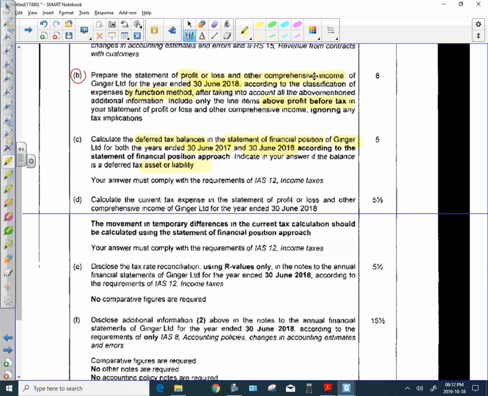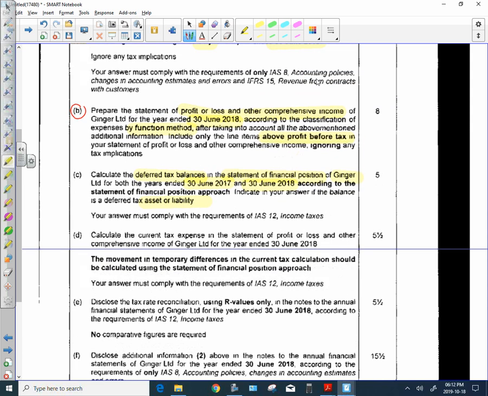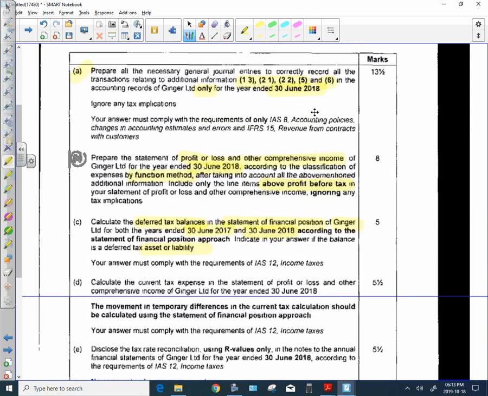And also, just coming back quickly to the journals, if they do ask you for journal entries, do remember that you always have to indicate which account it is. Is it statement of financial position? Is it profit and loss? Is it statement of changes in equity?